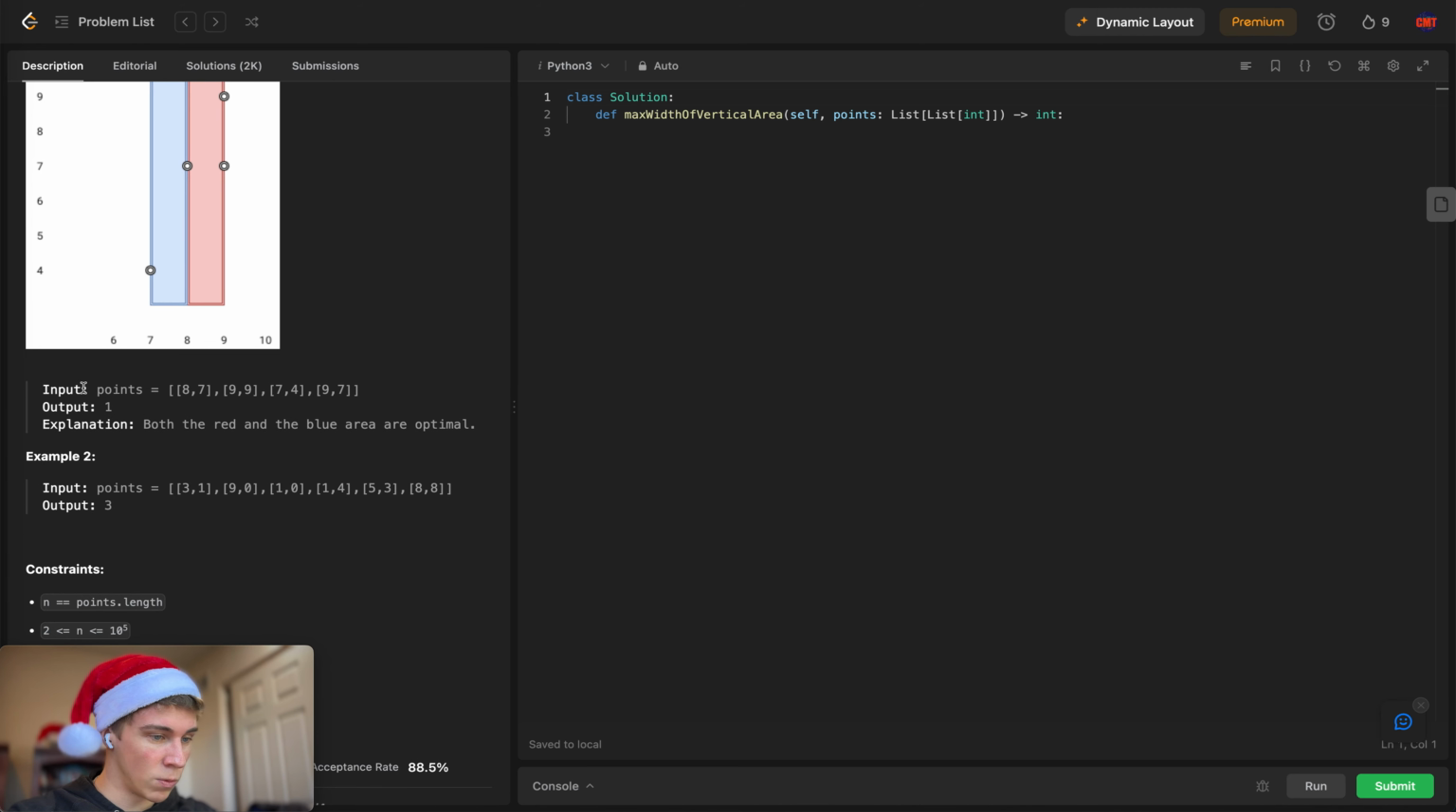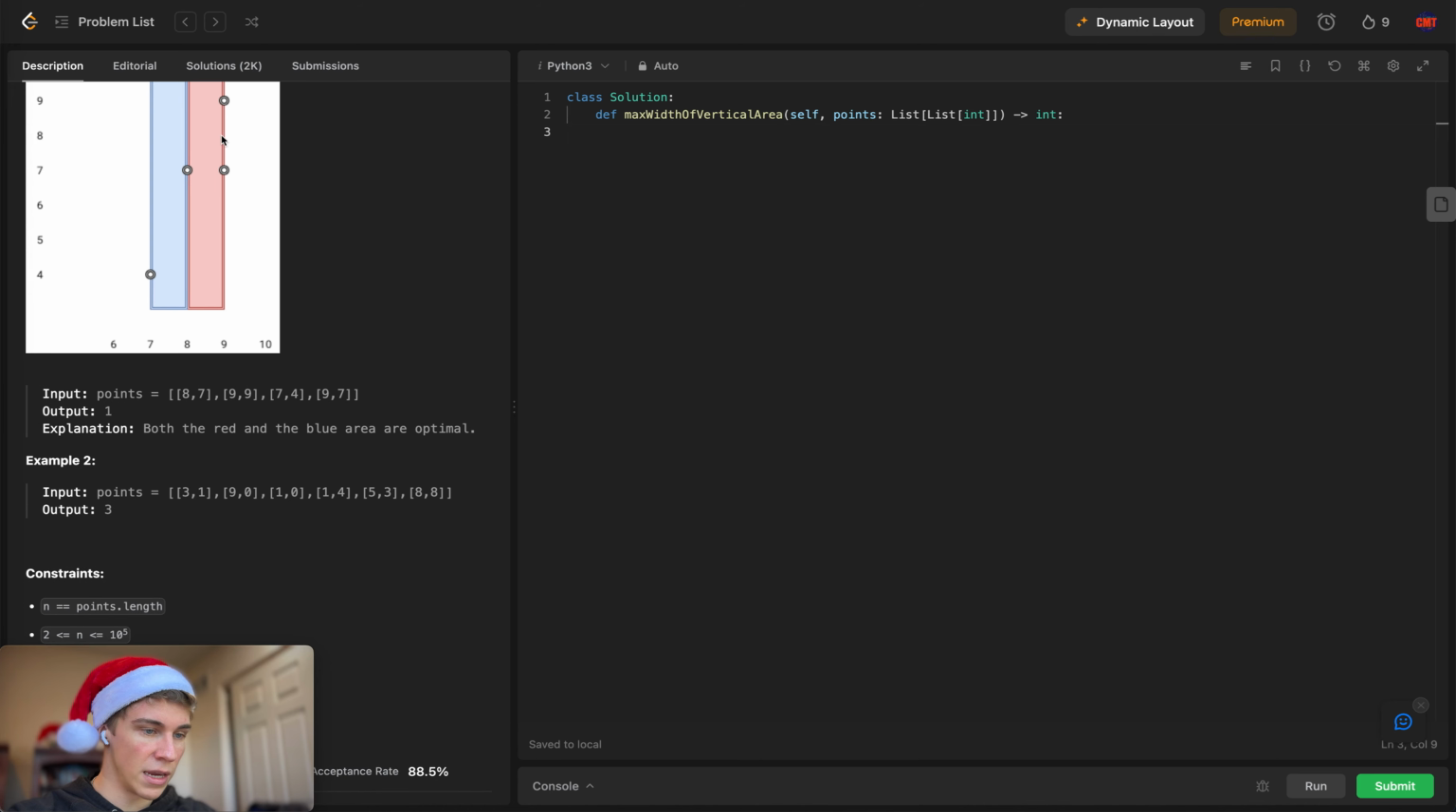Let's check this with the examples that were given. The output is 1, and the inputs are 7, 8, 9, 9. Awesome. And the widest area is 1. So the difference between 9 and 8 is 1. The difference between 8 and 7 is 1. So the maximal there is 1.